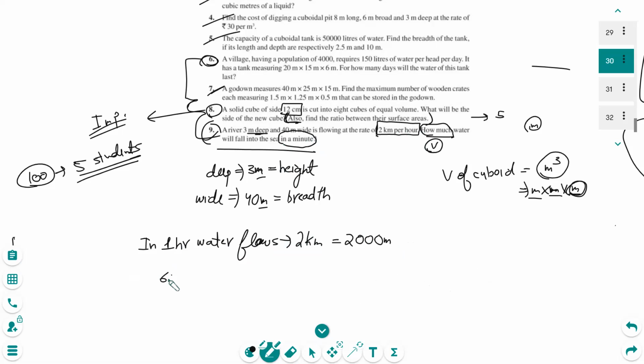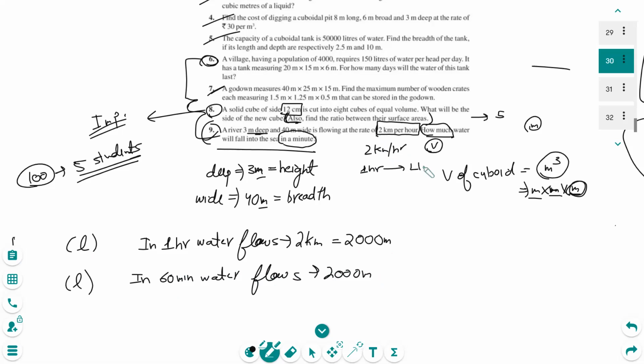So 1 hour is nothing but 60 minutes. In 60 minutes, water flows 2000 meters. It's the same thing, I'm writing the same thing, nothing else. This is the length we are talking about, because it can only be the length. It cannot be the length in this way, 2 km/h, because that's the speed. That's why I converted it this way. In 1 hour, that's 2 km length.